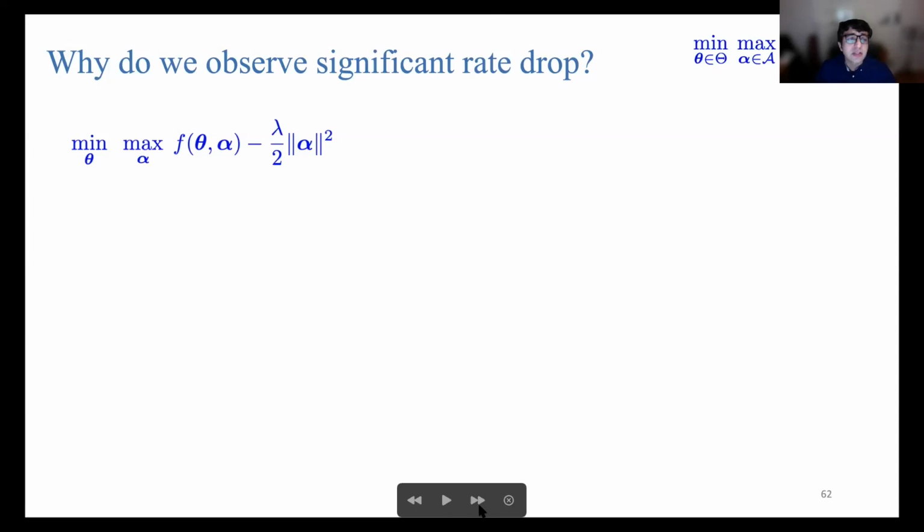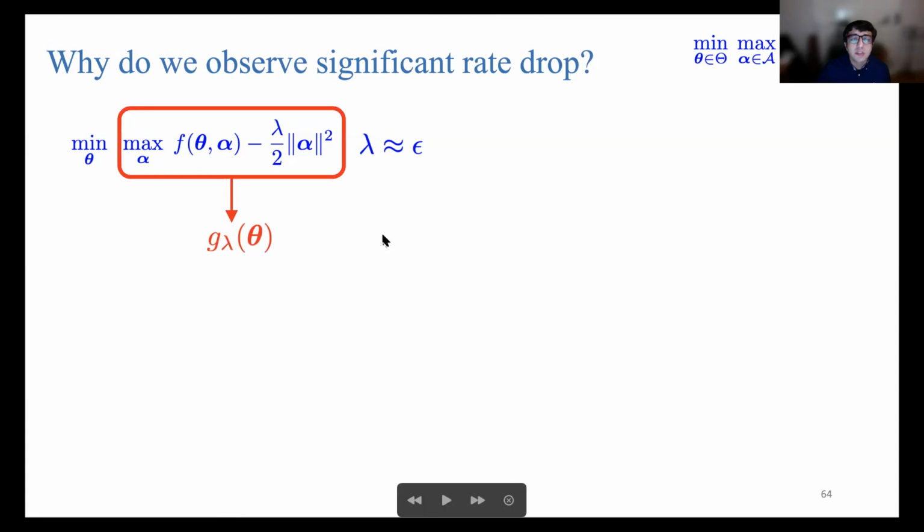To understand the rate drop, remember that we are trying to solve this problem to be able to use Danskin's theorem and pass the gradient evaluation with respect to alpha of f to the gradient with respect to G. But for your smooth function to be a good approximation of your original function G, you can show that lambda should be order epsilon, where epsilon is your desired accuracy, your desired stationarity concept.